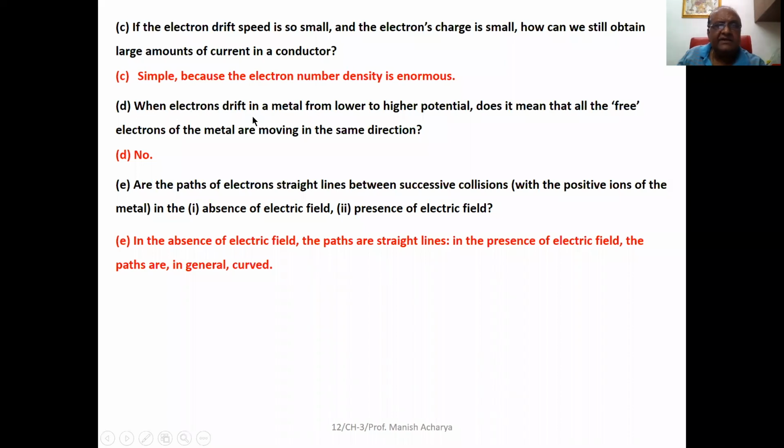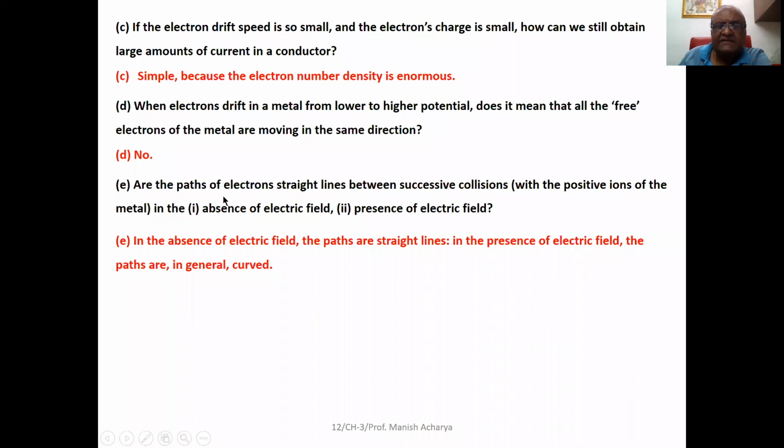D. When electrons drift in a metal from lower to higher potential, does it mean that all the free electrons of the metal are moving in the same direction? No. If any electron suffers a head-on collision with an ion, then it rebounds. So not necessarily are all the electrons moving in the same direction.